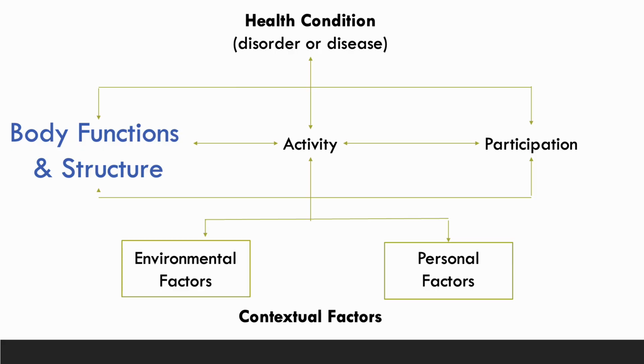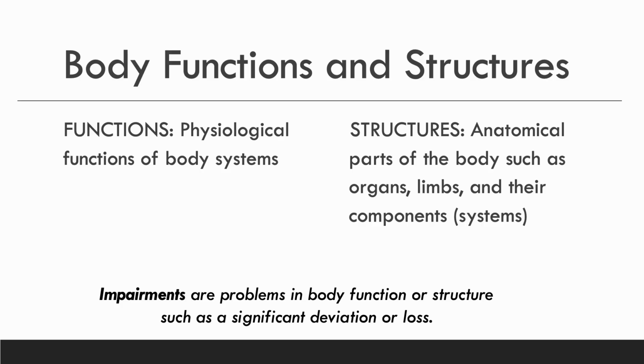So more specifically, looking at body functions and structure. Functions are physiological factors of our body systems, and structures are anatomical parts such as organs and limbs. Impairments are problems such as loss or deviation in function or structure. So again, this slide kind of breaks that down. Body functions and structures. Functions are the physiological systems, structures are the anatomical parts. So that's just this slide, what I just talked about right here.